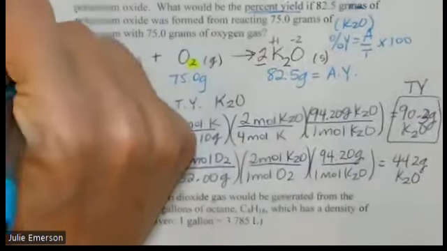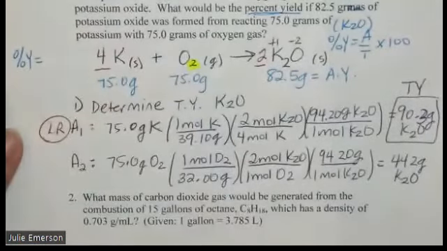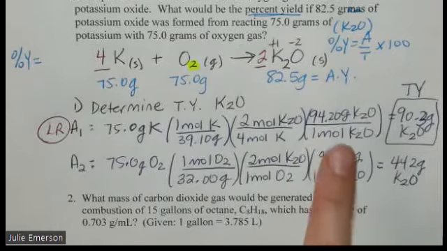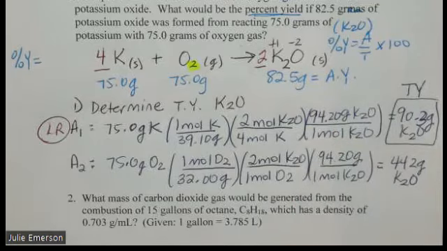So percent yield. Sorry, about the 94.20: potassium is 39.1 from the periodic table, and if I take that twice, that's really 78.2. Then if I add 16 for the oxygen, that's where I get the 94.20 from. Okay, all right, so my percent yield.